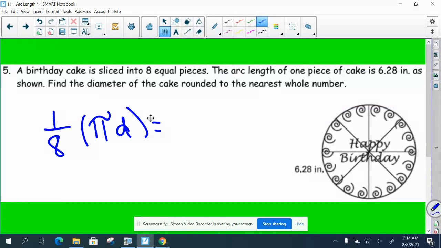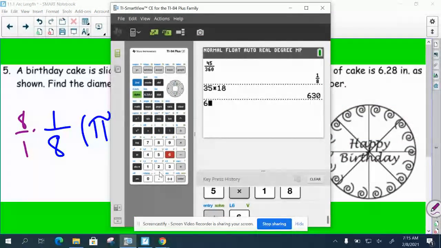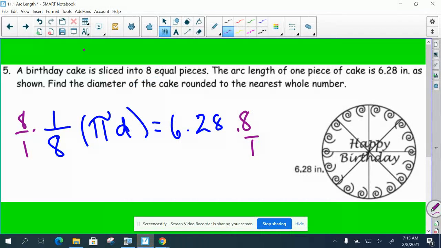So the arc length is 6.28. Okay, so what happens if there's no pi over here, so the pi's don't cancel? That means we are going to have to divide by the pi. But first, I might want to multiply by the 8 over 1. So times 8 over 1. So let's figure out what 6.28 times 8 is. That gives us 50.24.